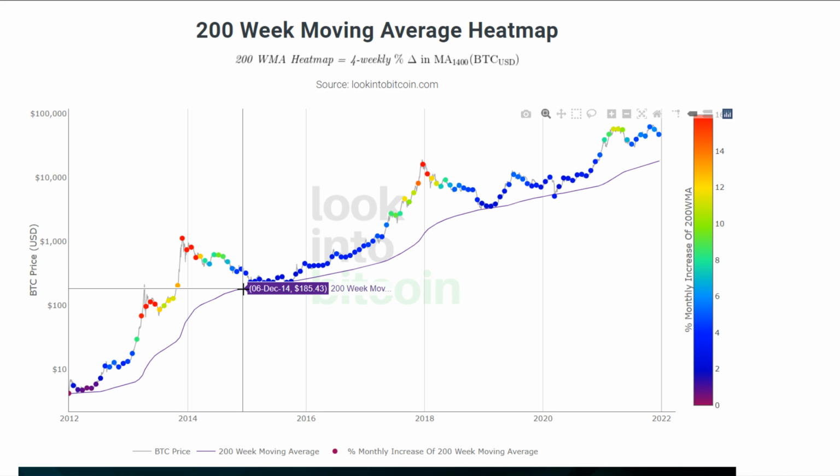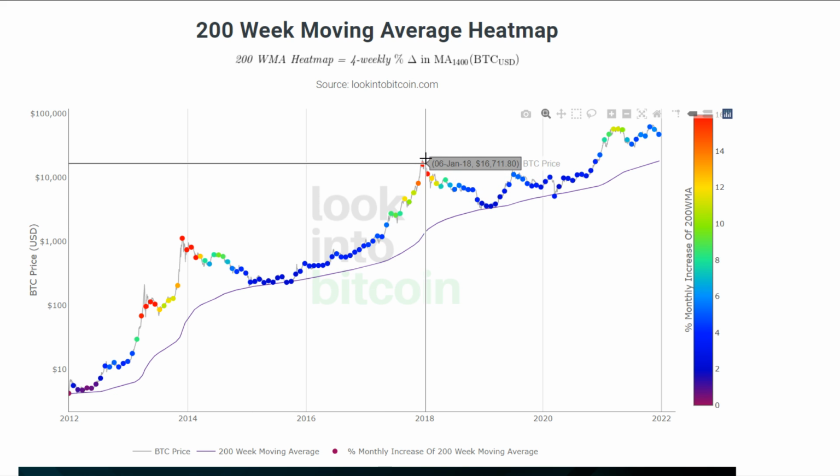So you'll notice that when the 200-week moving average is relatively flat, the monthly increase in the 200-week simple moving average is right down in the blue range, as the 200-week moving average is not really doing that much. But then what we see towards the peak of a bull market, as the bull market is topping out, we basically enter a stage of euphoria where everyone is panic buying and getting into Bitcoin just from the fear of missing out.